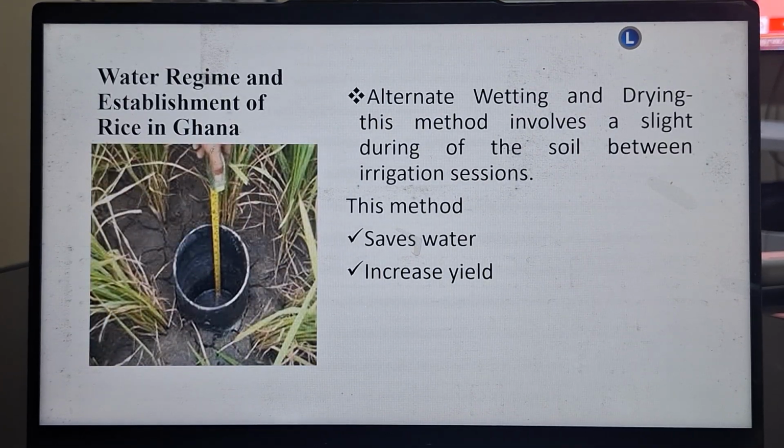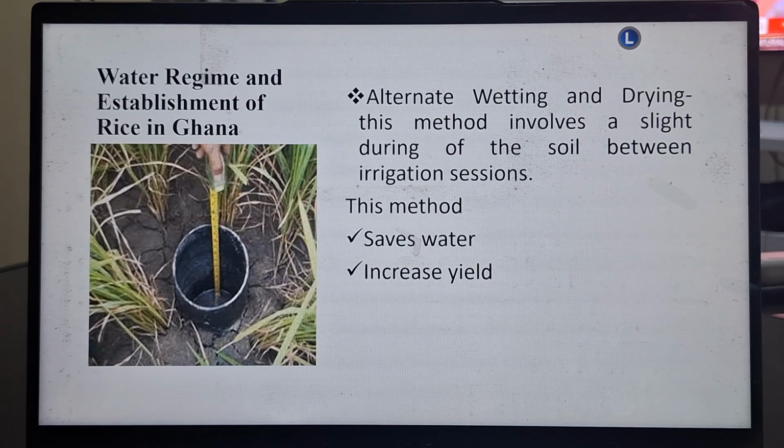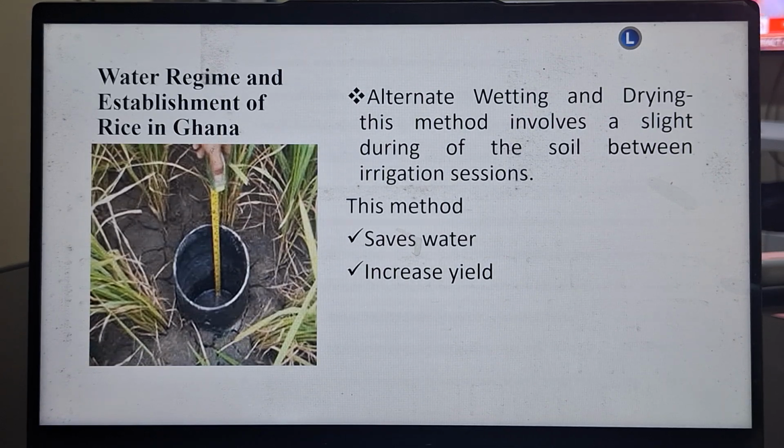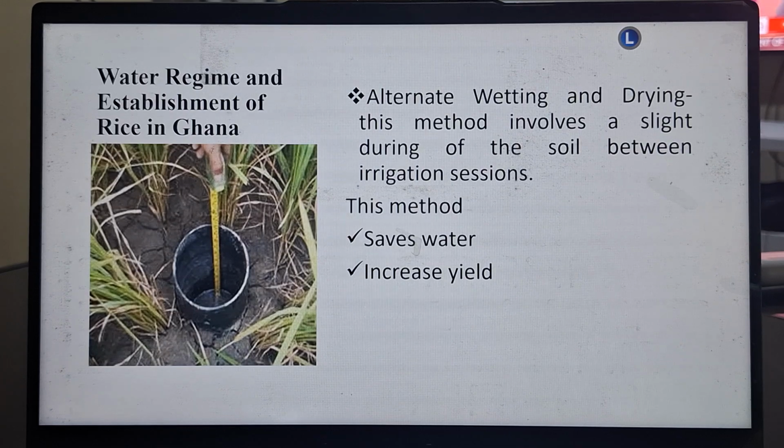The next we look at is alternate wetting and drying. This method involves a slight drying of the soil between irrigation schedules. What do I mean by this? The field is irrigated and then allowed to dry for some period of time. For example, the field can be irrigated and then left for about 2 or 3 hours to ensure that the water has drained off for the soil to dry a bit, and then the next water is pumped onto the field.